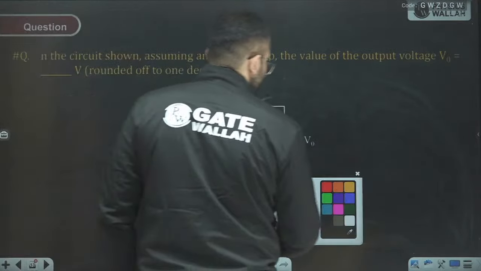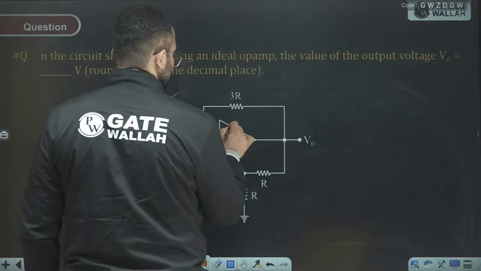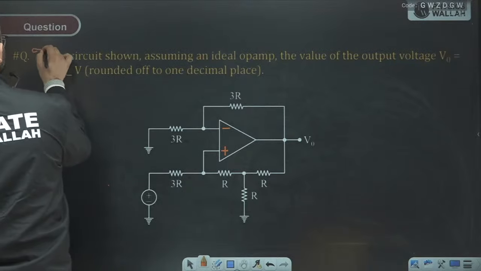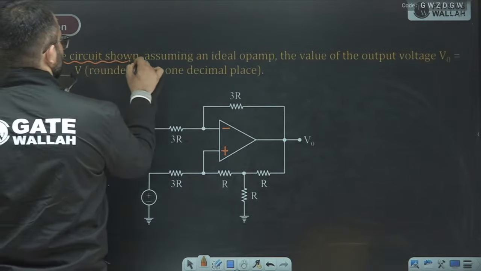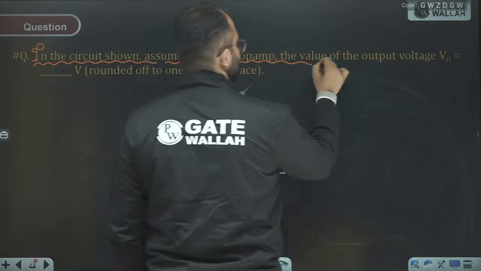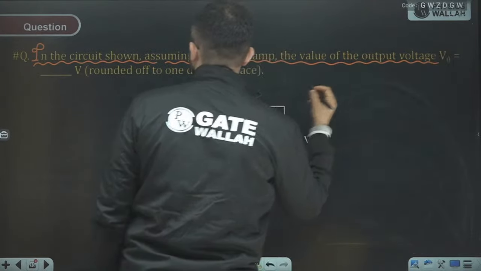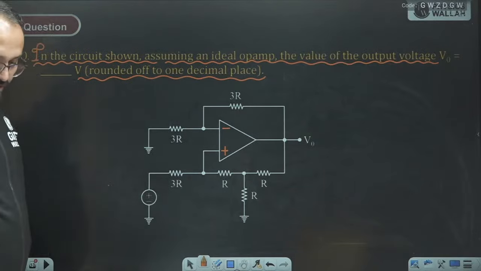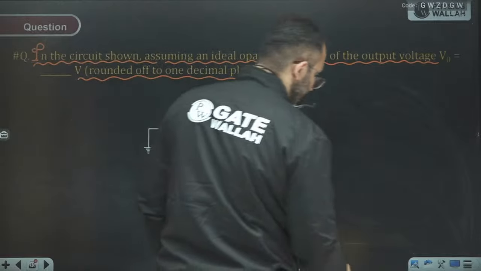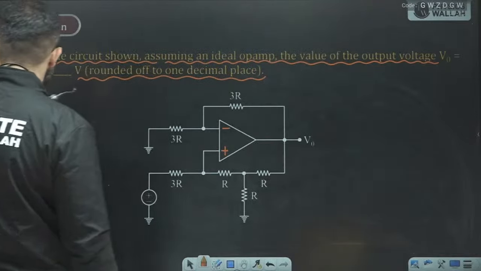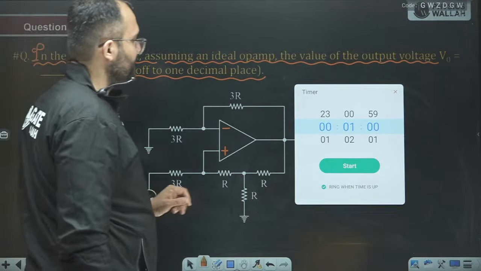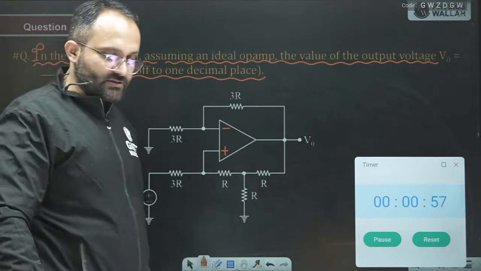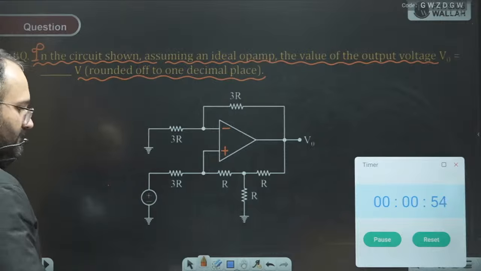Okay, let's move on to the next question. In the circuit shown, assuming an ideal op-amp, the value of the output voltage V output will be. Okay, please solve the question, dosto. Just try doing it. I'm giving you 1 minute to attempt the question.